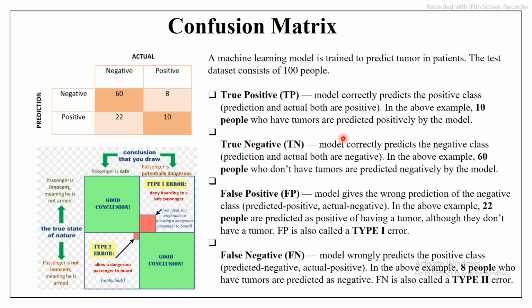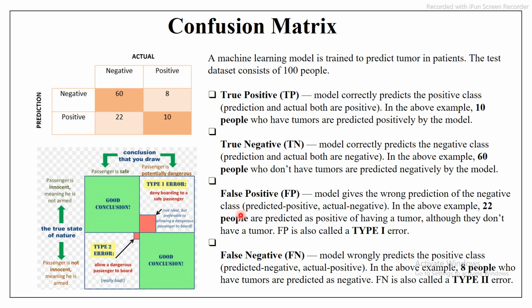True positive: the model correctly predicts the positive class. In the above case, 10 people who have a tumor are predicted positively by the model. They had a tumor and the model predicted it. So obviously your AI system is correctly recognizing 10 people. So it's good, true positive. True negative: the model correctly predicts the negative class. In the above, 60 people who don't have tumors are predicted negatively by the model. Here they actually don't have a tumor, and the prediction is no, so it's not a problem.